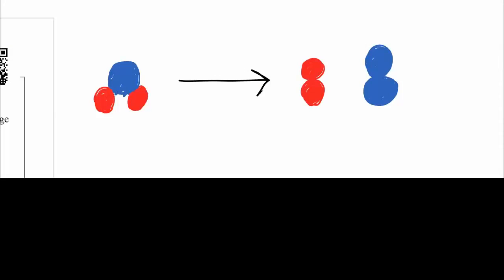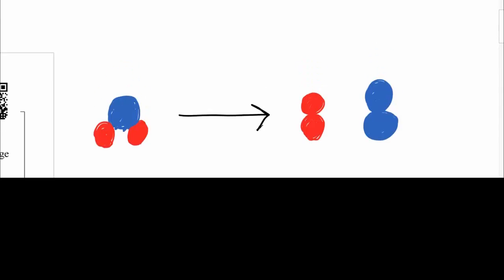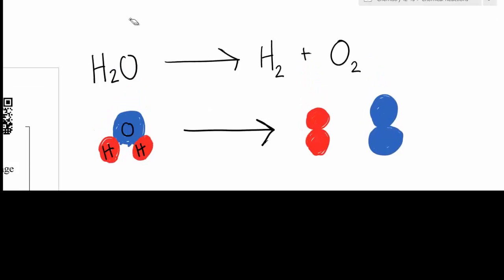Welcome to 10.9. This is our last lecture for Unit 10, and we're going to talk about balancing chemical reactions and about the law of conservation of mass. So what I have here is a reaction. It's a decomposition reaction where water breaks down into hydrogen and oxygen. So I'm going to go ahead and write out the formula.